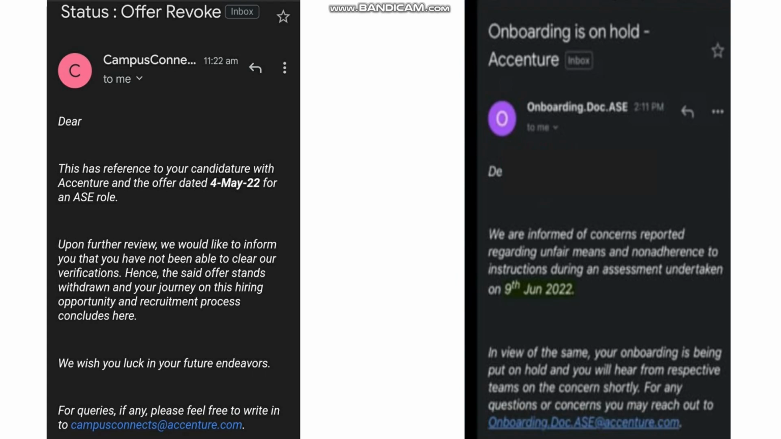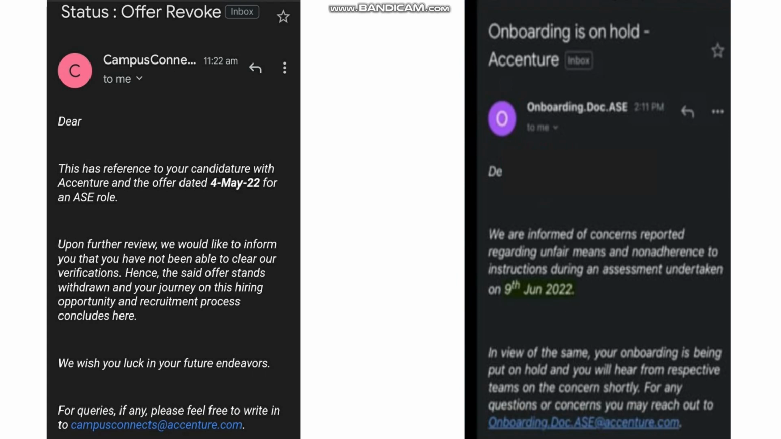What's the reason? Upon further review, we would like to inform you that you have not been able to clear our verifications. So what verification does Accenture do? The verifications mainly include your documents. For example, as you can see in the onboarding mail, they have clearly mentioned no active backlog before the onboarding. So you must have cleared all your backlogs before your onboarding. If you have any backlog remaining, it might lead to your termination. That is a very important point. Other documents also: previously you had given some data, and when they ask you to upload your documents again, if you have now given different data, they'll check each and everything before your onboarding. So this verification mainly includes your documents, and this is the reason they got this mail.